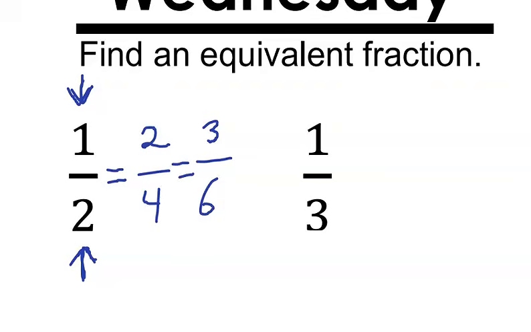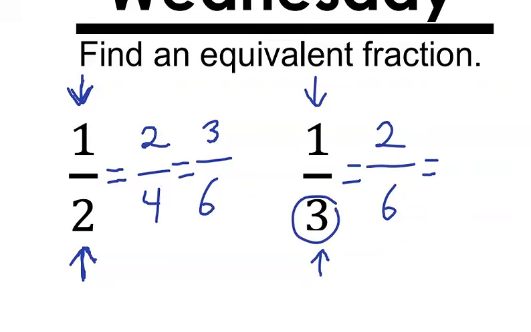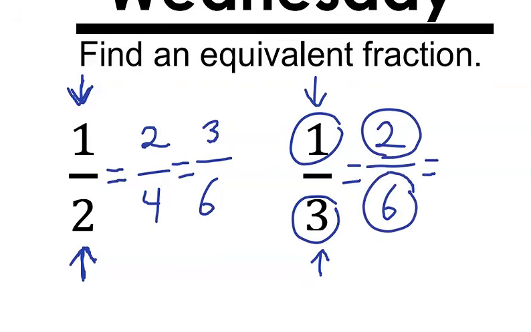All right, so let's go over to 1/3. We have 1 over 3. We can do 1 times 2 and get 2, 3 times 2 and get 6. 2/6 is the same as 1/3. And what I mean by that is if you had a pie and you cut it into 3 equal pieces and you ate one of them, that would be the exact same thing as taking that same pie, cutting it into 6 pieces, and eating 2 of them.